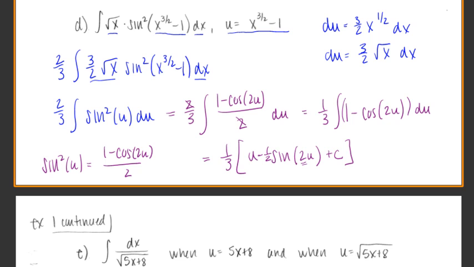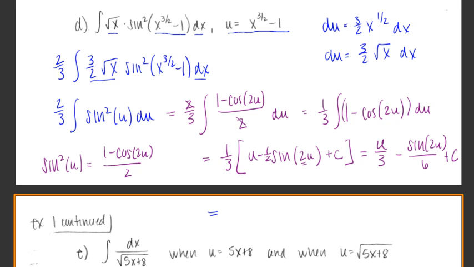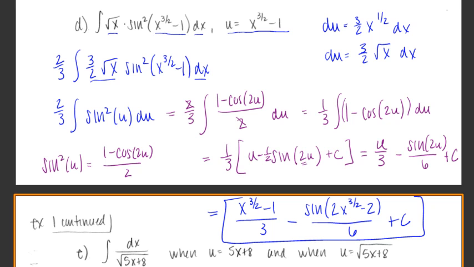Okay, so it looks like I am going to be running into some problems here with room, but let's see if I can fit this in. So 1/3 times u would be just u over 3. 1/3 times the 1/2 would be negative, I'm going to write that as sine of 2u over 6, and then plus our capital C. So all we have to do is make our substitution. I'm going to come down here to my next page and make that substitution, where u is specifically x to the 3/2 minus 1, over 3 minus sine of 2 times that, so 2x to the 3/2 minus 2, over 6, and then plus c. So everything right down here, that's my final answer for the problem.